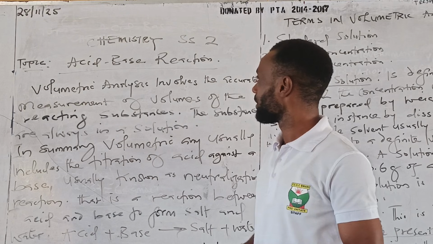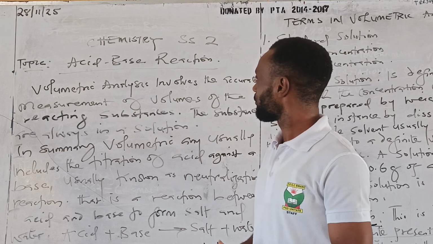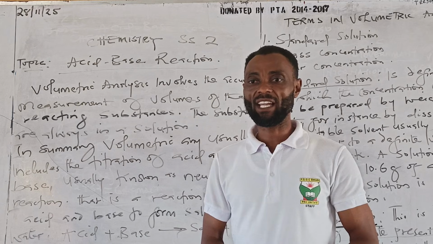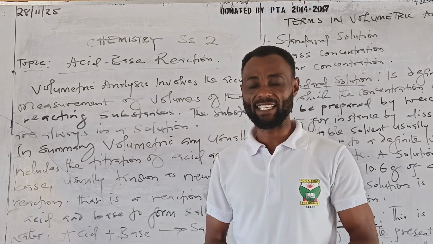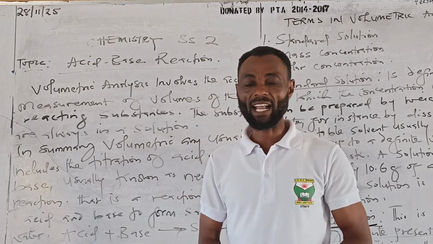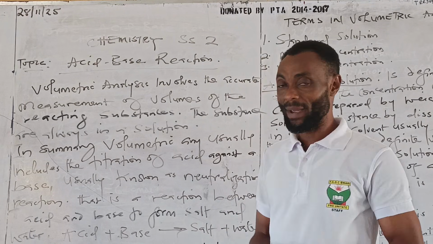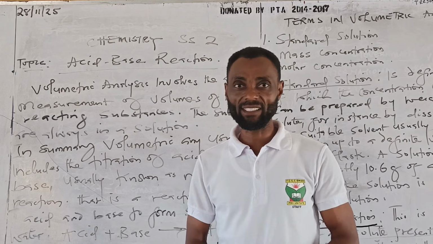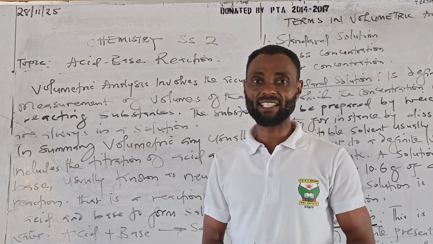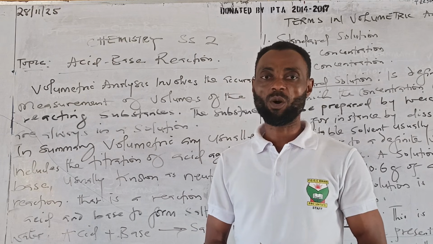Now, when we talk about acid-base reaction, we cannot discuss it effectively without first of all mentioning a very important technique known as volumetric analysis. And now, what is volumetric analysis? As you can see on the board, volumetric analysis can be defined as the accurate measurement of a volume of the reacting substances. These substances are always in the form of a solution.